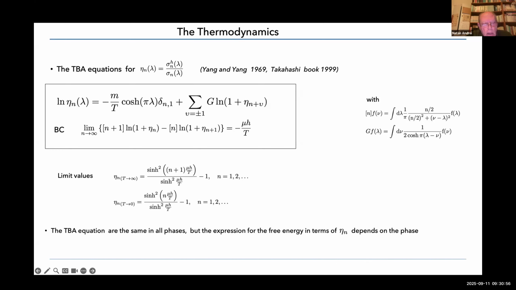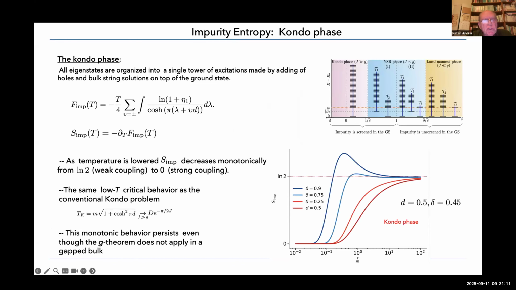So the point is that these TBA equations are the same in all phases, but I will show now that the expression for the free energy in terms of eta n depends on the phase. So in the Kondo phase, we have just one tower, and we carry out the summation, and we get the impurity free energy given by T over 4 integrated over log of 1 plus eta 1 over cosh pi lambda plus v d lambda. V is plus minus 1. That's a standard expression in the Kondo phase.